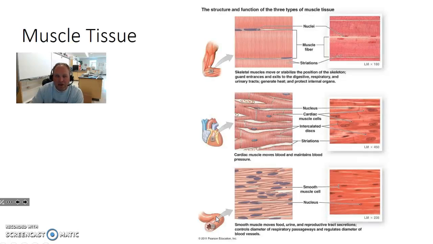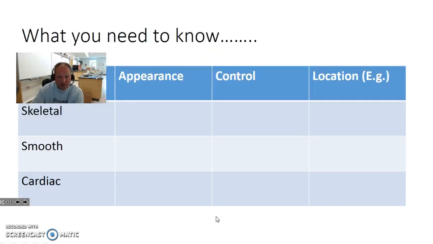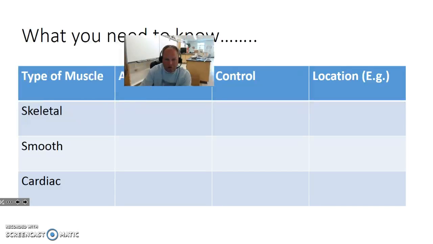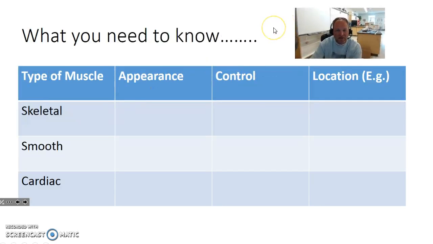So what we need to do is get our names of muscles down. This is the heart and soul. If you can get this down and get it mastered, you will kill muscles on the test. These are your 3 types of muscles. They're skeletal, smooth, and cardiac. And these are the 3 things you need to know about each one.